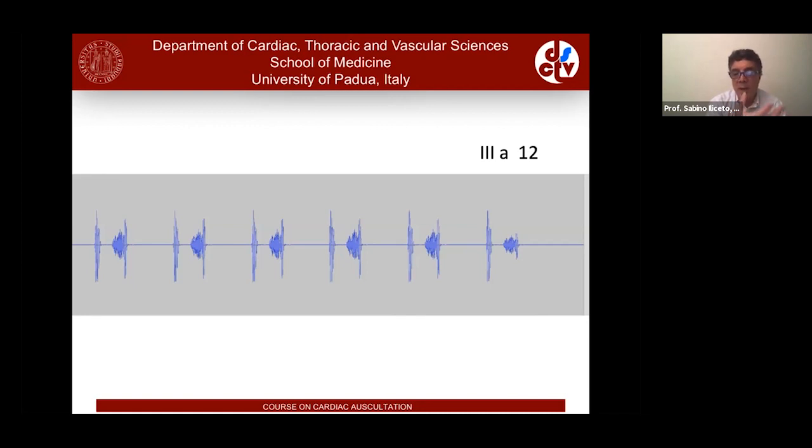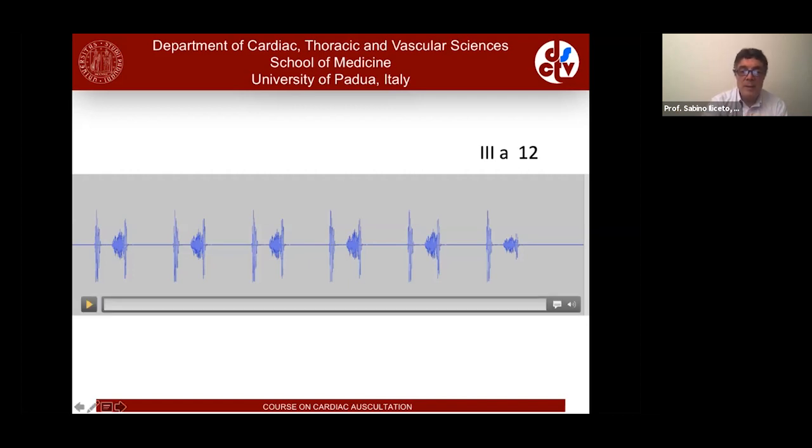appearance. If you have a young person, young female with a murmur such as this one, you have no doubt mitral valve prolapse. If you have an old man with risk factor, with chest pain, hospitalized for myocardial infarction, it's not mitral valve prolapse, it's a dysfunction of the papillary muscle. So let's listen now with closed eyes.